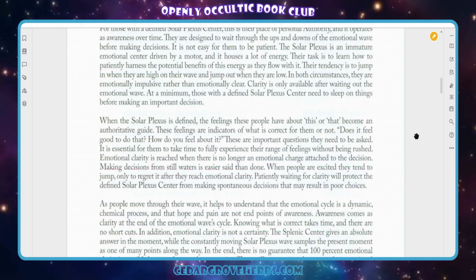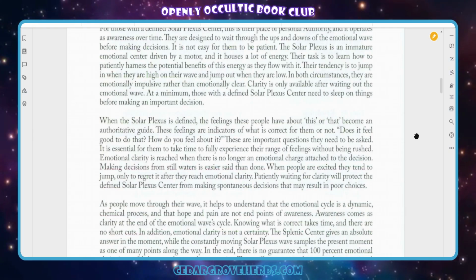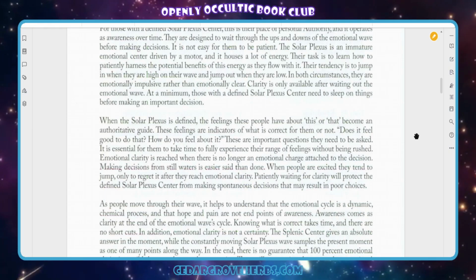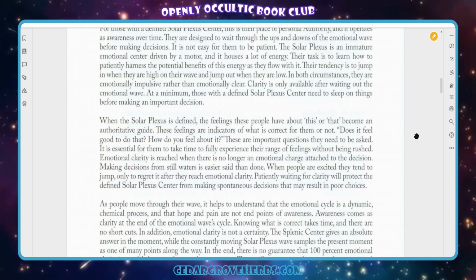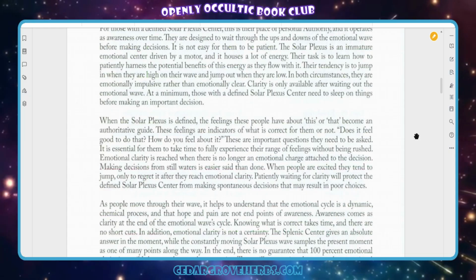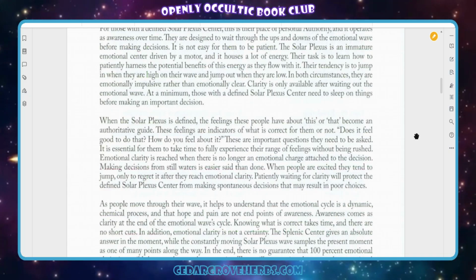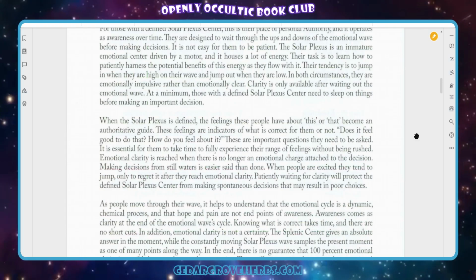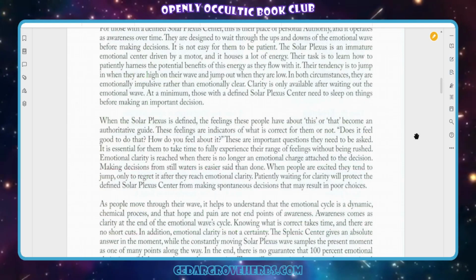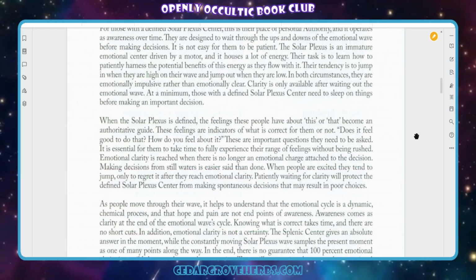It is essential for them to take time to fully experience their range of feelings without being rushed. Emotional clarity is reached when there is no longer an emotional charge attached to the decision. Making decisions from still waters is easier said than done. When people are excited, they tend to jump only to regret it after they reach emotional clarity.